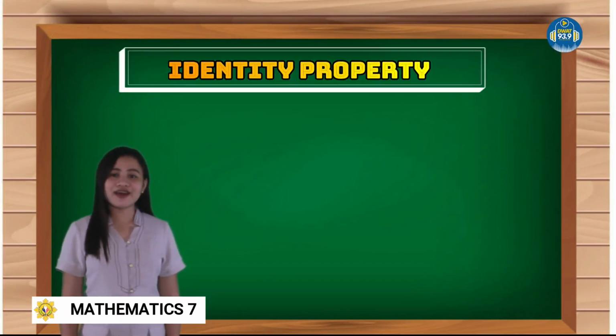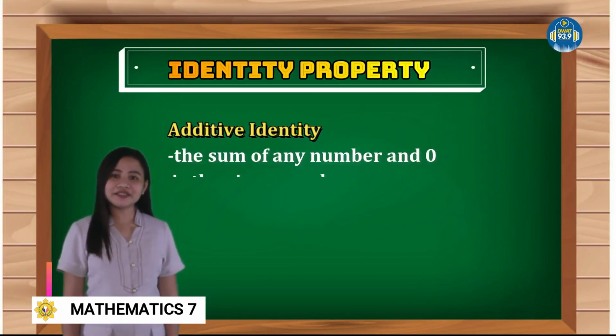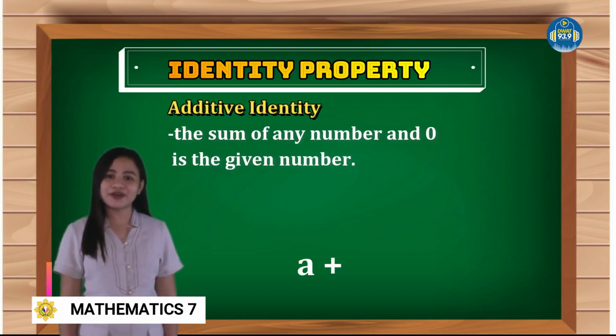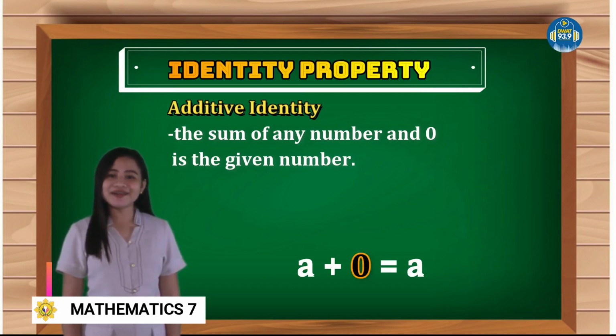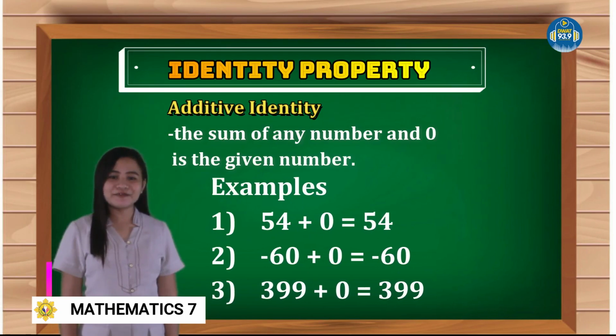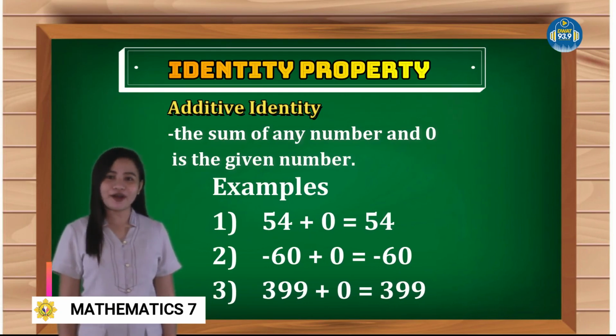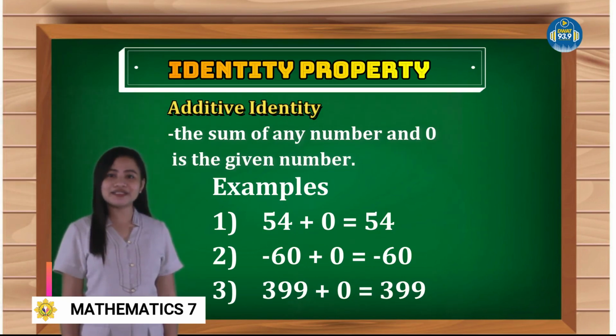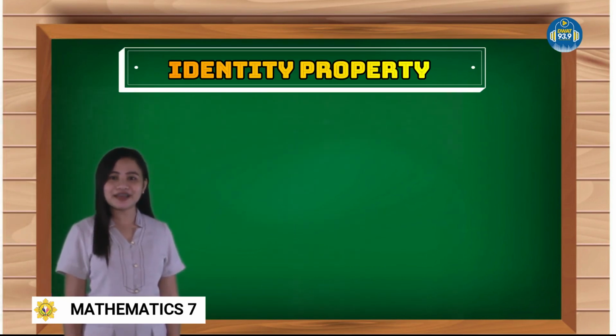The fifth property is the identity property. It involves additive and multiplicative identity. In additive identity, the sum of any number and 0 is the given number. That is, A plus 0 is equal to A. Note that 0 is the additive identity. For examples, number 1, 54 plus 0 is equal to 54. Number 2, negative 60 plus 0 is equal to negative 60. And number 3, 399 plus 0 is equal to 399.